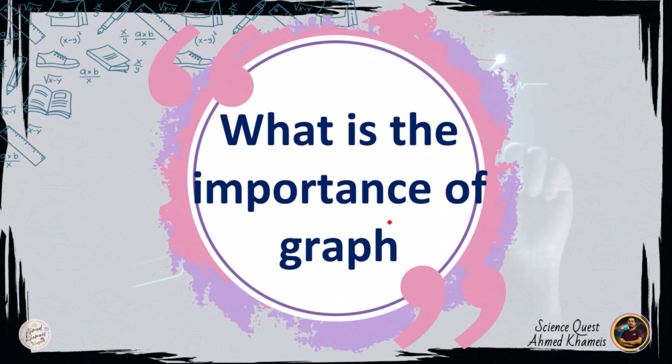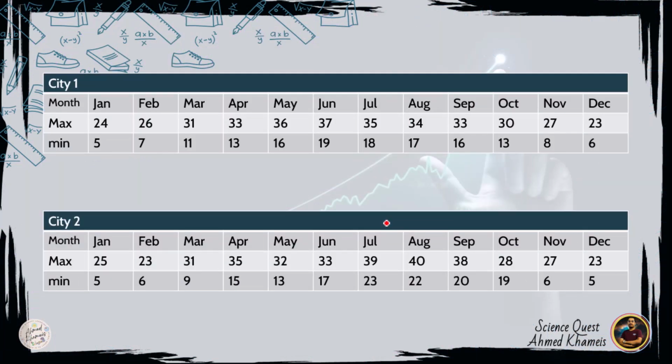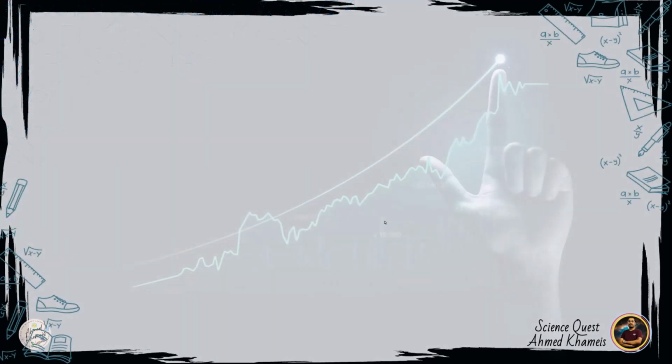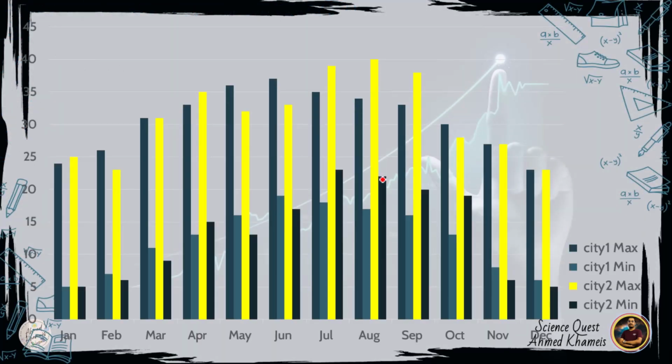Why do we use graphs? To elaborate this, let me show you these two tables, and if I ask you to determine which city and at which month will have the highest temperature, it will take you a while to go through the numbers in the table and analyze them. But with the graph, it just takes one look to know that city 2 in August will have the highest temperature.